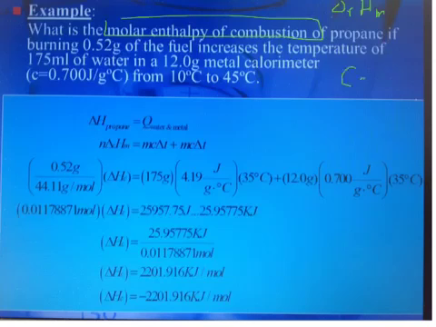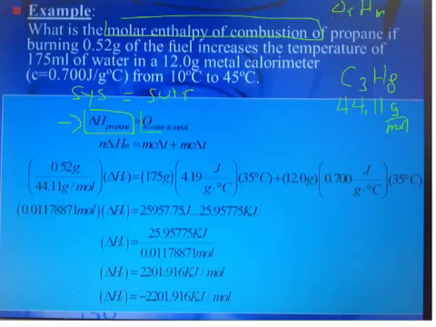Propane, if you recall, is C3H8, and the molar mass of that is 44.11 grams per mole. Our very first line, we need to set up our overall equation. Remember, the energy lost by the system will be equal to the energy gained by the surroundings. So the change in enthalpy of the propane reaction is equal to the quantity of heat gained by our calorimeter.